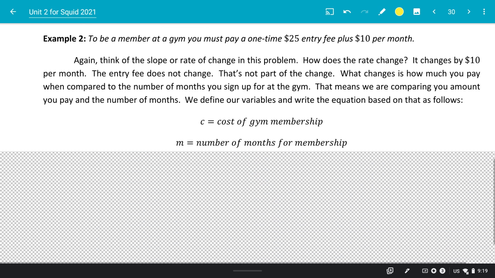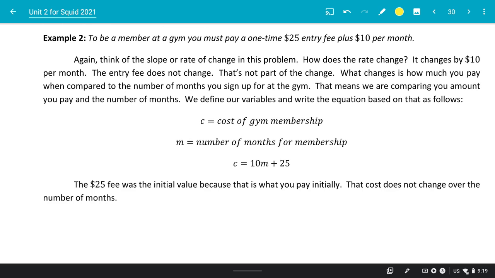Let's look at example 2. To be a member at a gym, you must pay a one-time $25 entry fee plus $10 per month. How many feel like they can find the rate of change and the initial value there easily? Again, think of the slope or rate of change in this problem. How does the rate change? It changes by $10 per month.